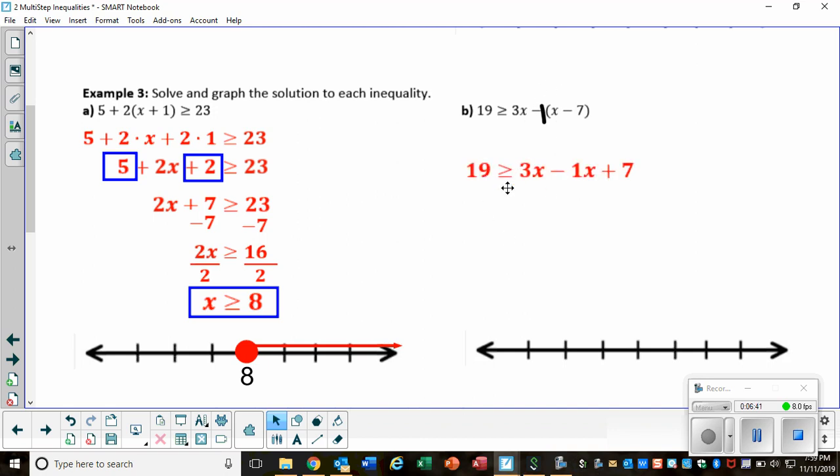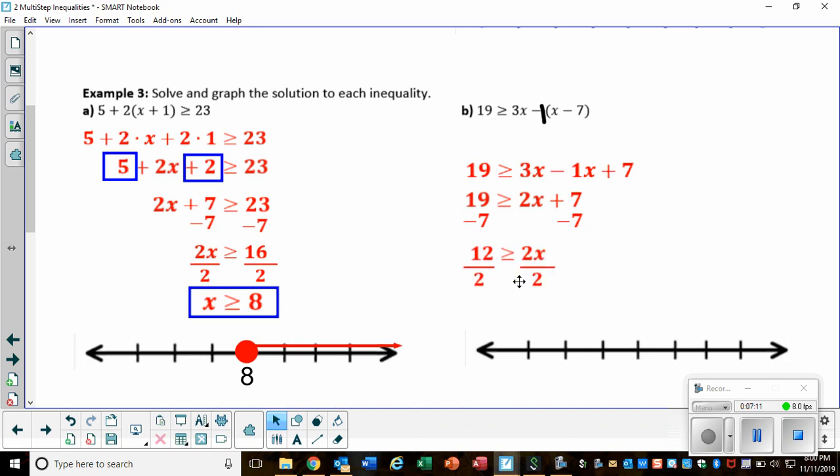That gives me 19 is greater than or equal to the 3x that I just brought down, negative 1x, and a plus 7. Now I'm going to combine like terms. Well, 3x minus 1x, those are like terms because they're both x's. So 3 minus 1 gives me 2x, and I just bring down the 19, the inequality, and the 7. Now I go ahead and solve. So I subtract 7 from both sides, and I get 12 is greater than or equal to 2x.